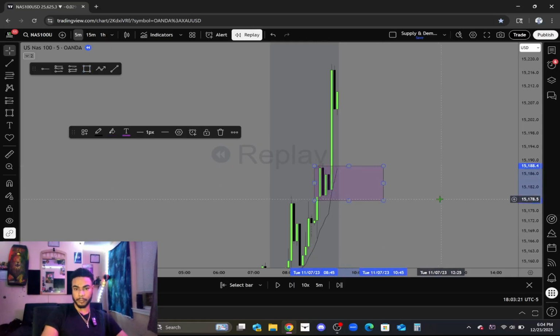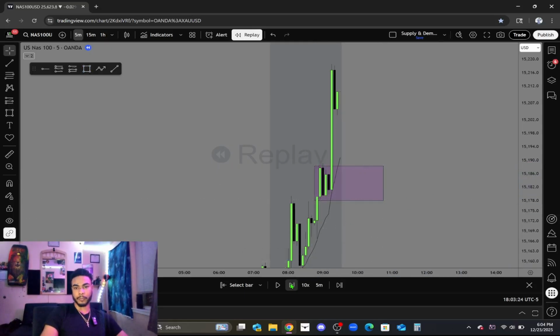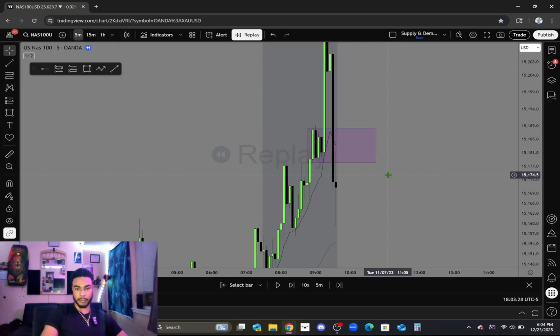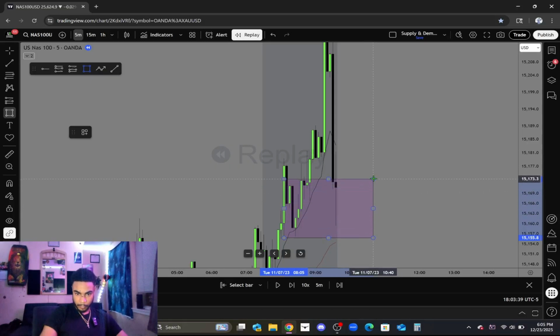There's another demand right here. Price will grow. Oh. Okay. Alright. So, I should have left that zone there. So the zone ended up getting hit. Right here. This was it.